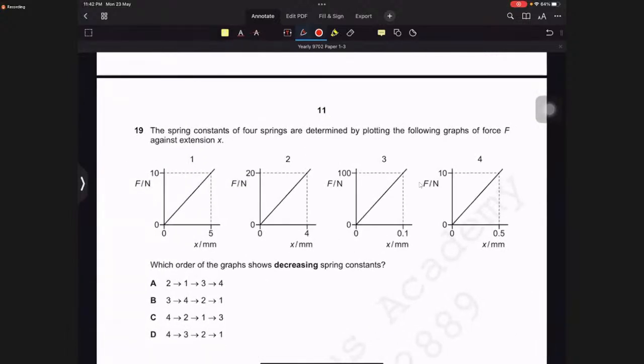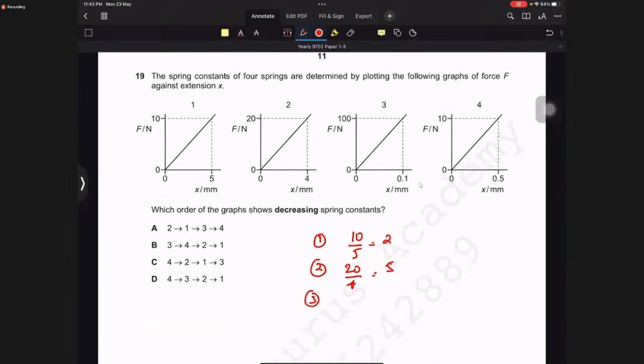The spring constants of four springs are determined by plotting graphs, right? So which order is decreasing spring constant? We can actually find every one of these. For the first one, force is 10 divided by 5, so it is 2. For the second one, 20 divided by 4 is 5. Third one, 100 divided by 0.1 is 1000. And the fourth one is 10 divided by 0.5, which is 20. So third is the largest, so okay, the first answer is correct.